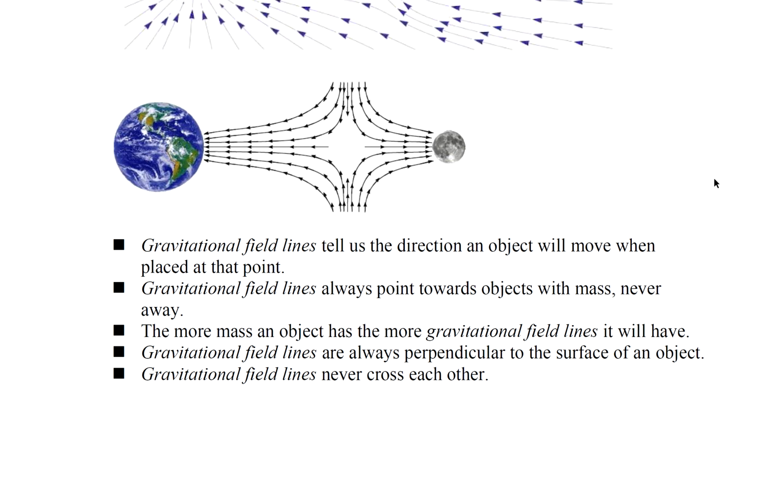Let's read the second bullet. Gravitational field lines always point towards objects with mass, never away. The more mass an object has, the more gravitational field lines it will have. Gravitational field lines are always perpendicular to the surface of an object, and gravitational field lines never cross each other.